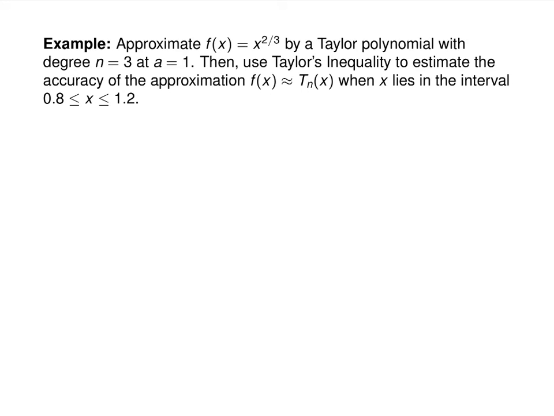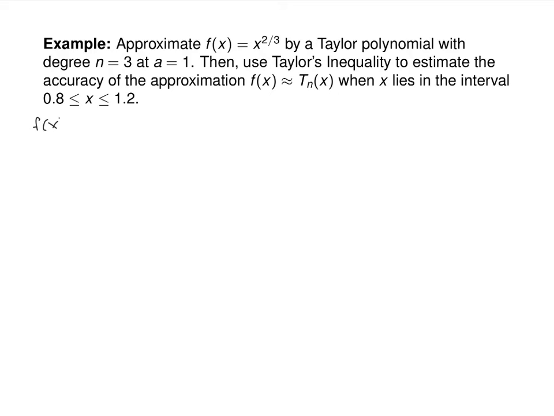All right, so let's use this. Let's approximate the function f of x equals x to the 2/3 by a Taylor polynomial with degree n equals 3 at 1. And then we're going to use Taylor's inequality to estimate the accuracy when x is between 0.8 and 1.2. Okay, so first let's find the Taylor polynomial.